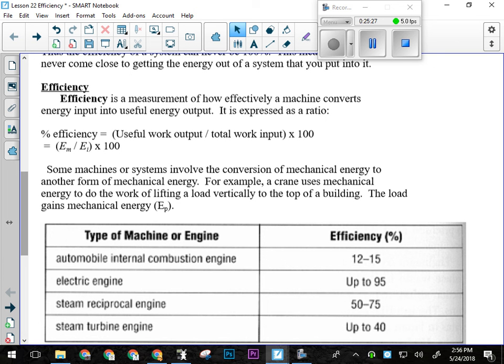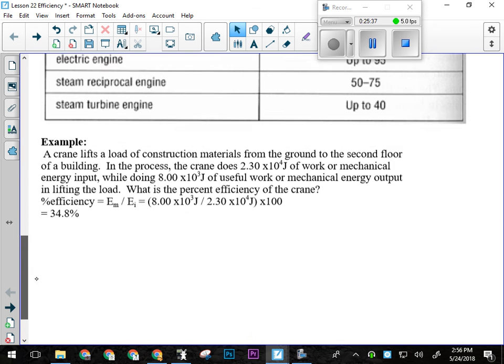85%. All right, so it's an easy calculation. You guys do it all the time when you're figuring out your percentage on a test or a quiz. Okay, same idea here to calculate efficiency. All right, so let's look at an example here.